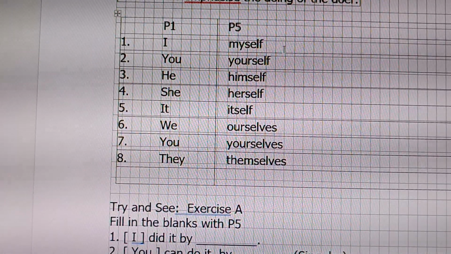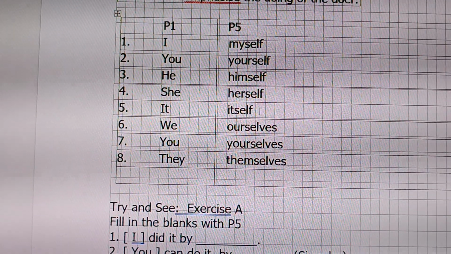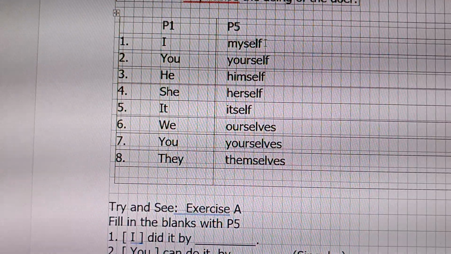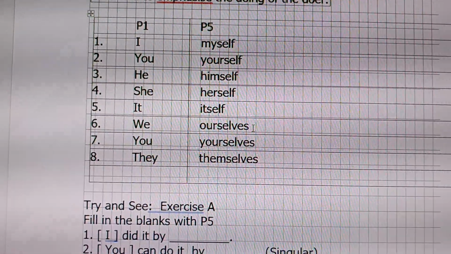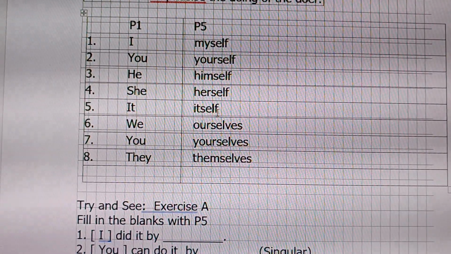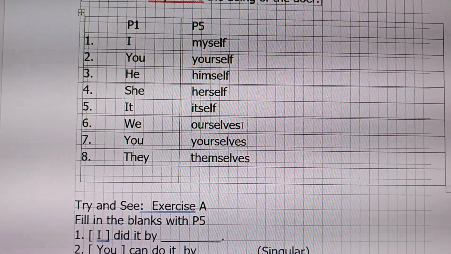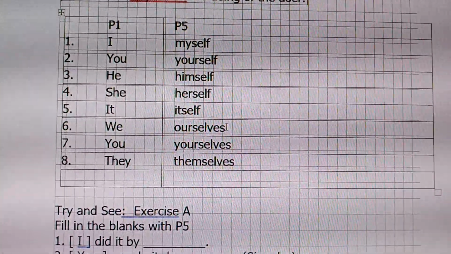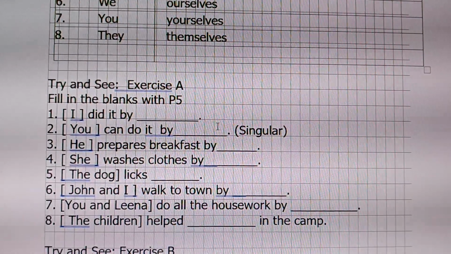So I, myself. You, yourself. He, himself. She, herself. It, itself. We, ourselves. You, yourselves. They, themselves. You see, singular self ends in F. Plural selves, you drop F and suffix it with VES. Alright? That's the difference. Okay, many people are blurred with these forms.